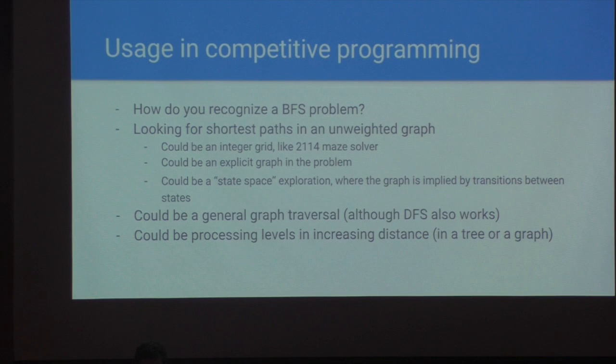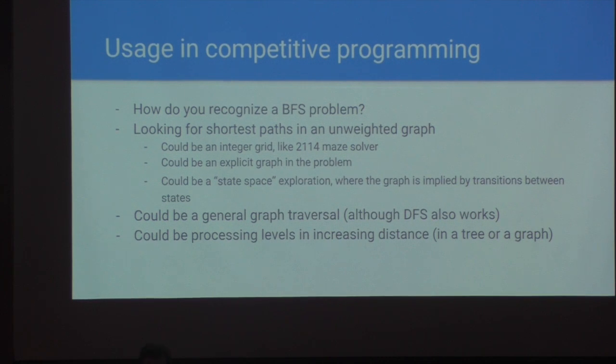The easiest case is you have an unweighted graph, like the picture I showed at the very beginning. It could be represented somewhere else. You could have an integer grid, like if you took the maze solver. That's an unweighted graph where you have nodes of the grid cells. You have an edge to the 4 adjacent ones.